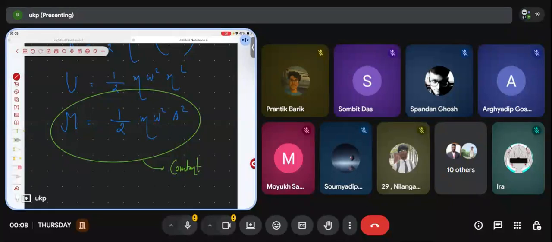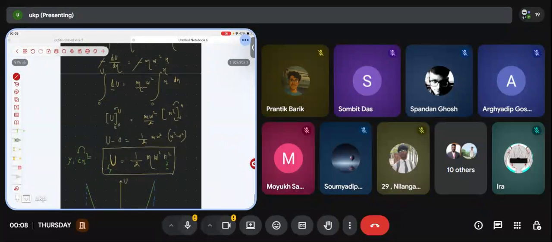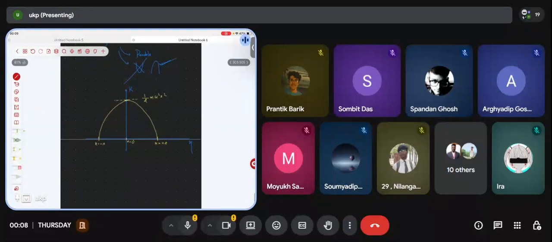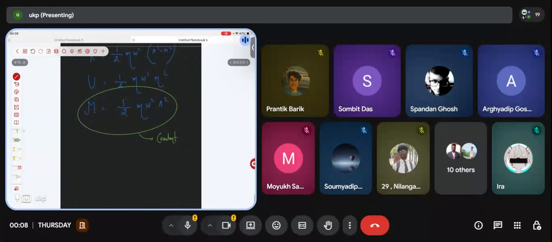Very good. I want to draw a graph of what? I want to draw a graph of kinetic energy, potential energy, and mechanical energy as a function of x. Sir, we already did that. I know. We did that individually. I want to draw the variations of kinetic energy, potential energy, and mechanical energy in the same graph.